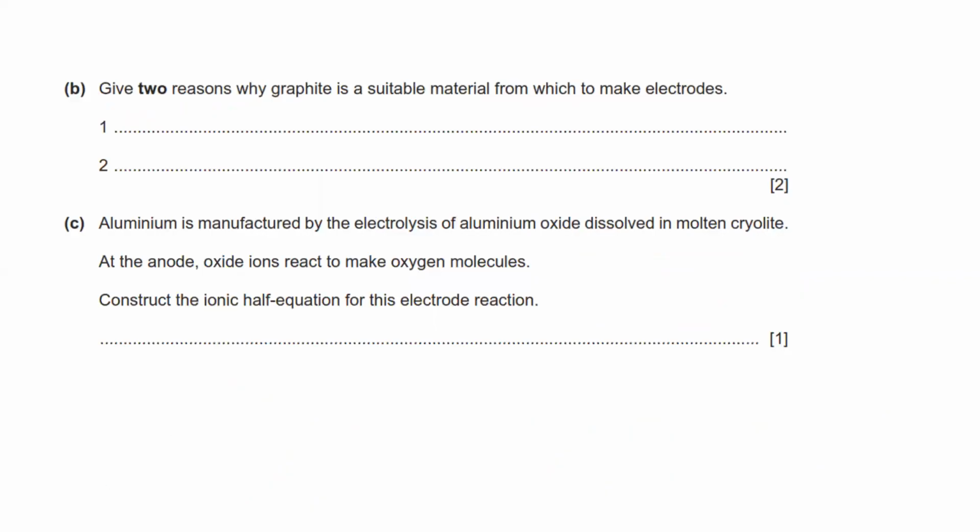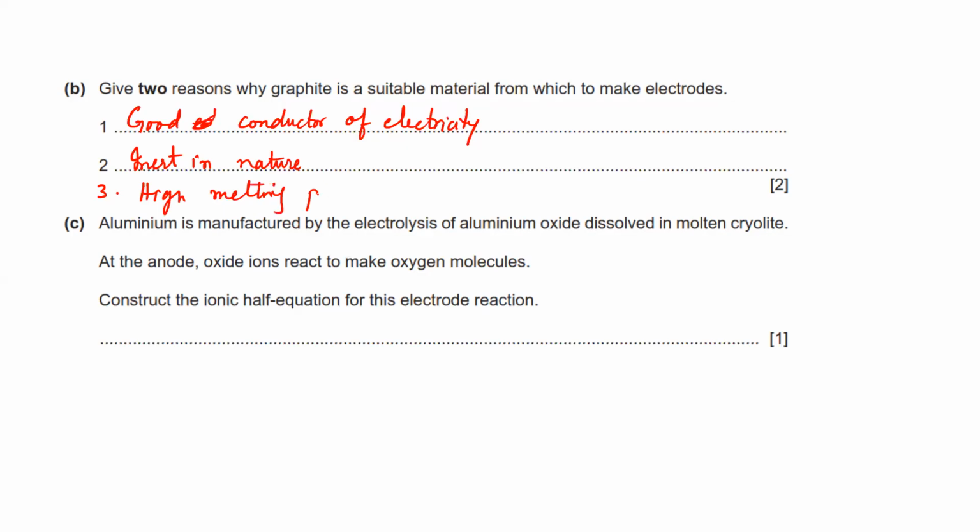Then it says part B: give two reasons why graphite is a suitable material to make electrodes. It's a good conductor of electricity. Remember, it is also inert in nature, and it also has a high melting point. Inert in nature, non-reactive, anything you can write.